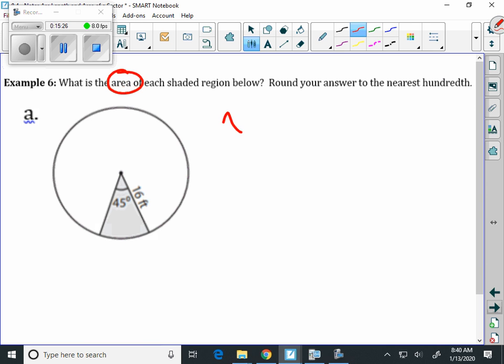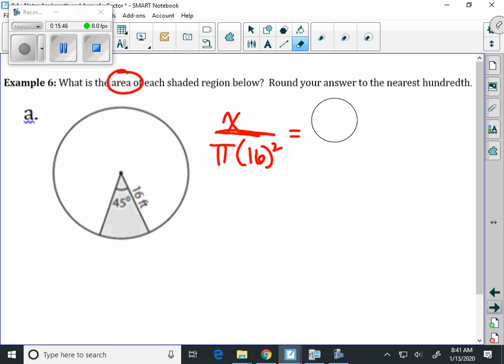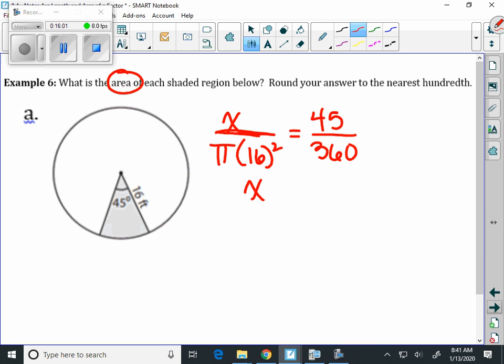So we're going to call that x, and we're going to divide it by the area of the circle, which is pi times 16 squared. We're given the radius, and then it's going to be the measure of the central angle, which is 45, divided by how many degrees in the entire circle, which is 360. We can simplify this up just a teeny bit. 16 squared is 256, so x over 256 pi equals 45 over 360.